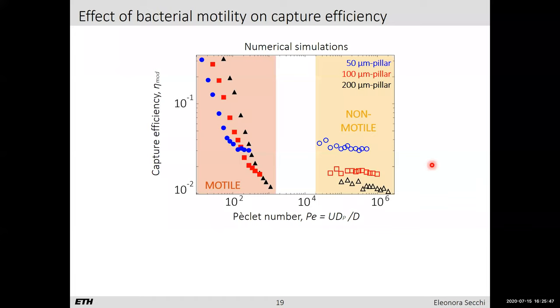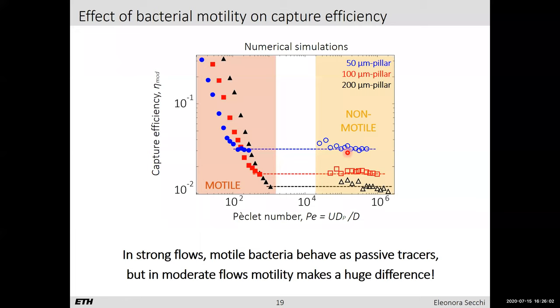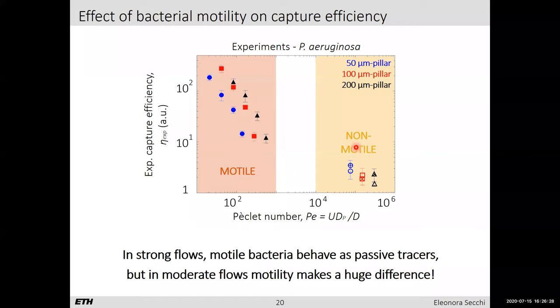And while we increase the flow rate, we see that the capture efficiency decreases because the bacteria's diffusivity is less important. And at some point, we just end up in a passive regime at high Péclet number where basically just flow matters. And bacteria at high flow speed and passive particles just behave the same. So we see really a transition from a motile active regime to a non-motile passive regime. This trend is confirmed in the experiment where we can see really the two regimes, one ending up in the other.